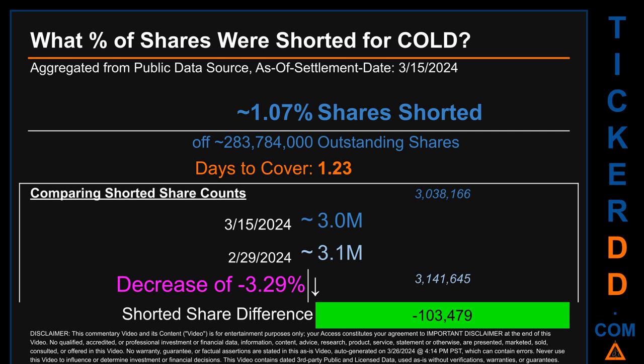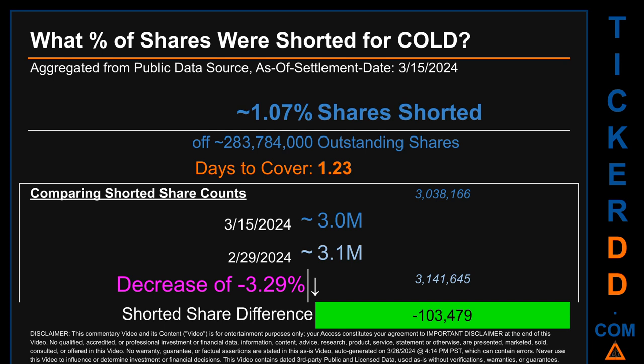What percentage of shares were shorted for QTile for the 2-week period, ending on settlement date, March 15, 2024? About 3 million shares of QTile were shorted out of a total of approximately 283.8 million outstanding shares. Therefore, based on publicly discovered data when this video was generated, the ticker has a short interest of roughly 1.07%, which I got by taking the number of shorted shares and dividing it by the number of outstanding shares to get the percentage value. Days to cover is 1.23.